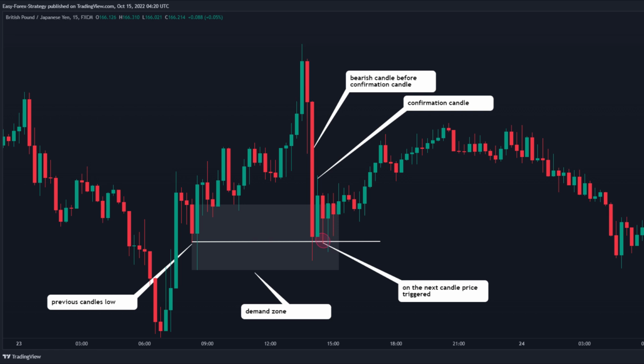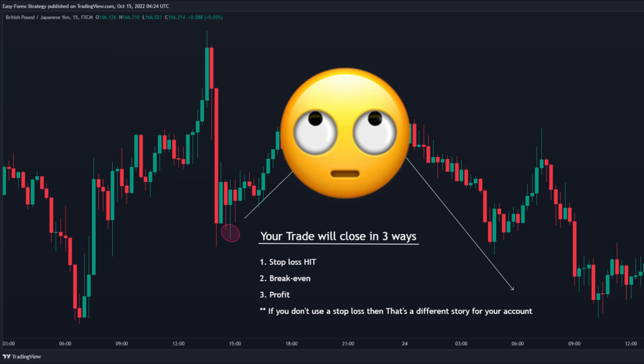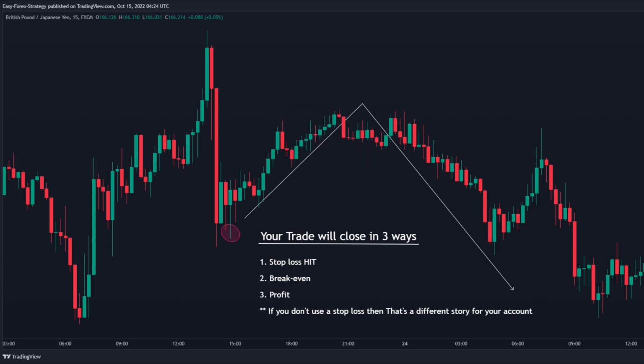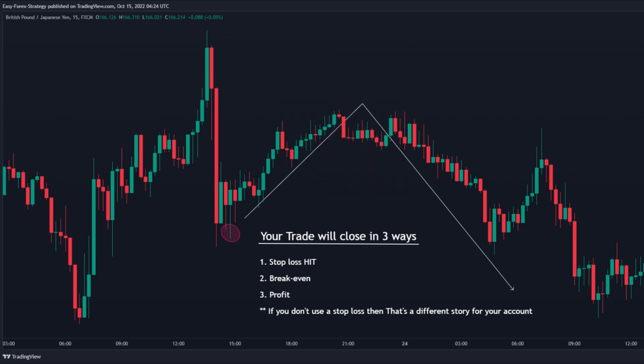And also guys another thing as a trader you should know is that once you enter a trade, it will close in 3 different ways. 1. It will close with your stop loss being hit. 2. It will close on break even, meaning you won't be making any losses or profit from that trade. 3. You will close your trade with a profit. And lastly for those who don't use a stop loss, then I guess that subject will be for another day after they have blown their trading accounts.